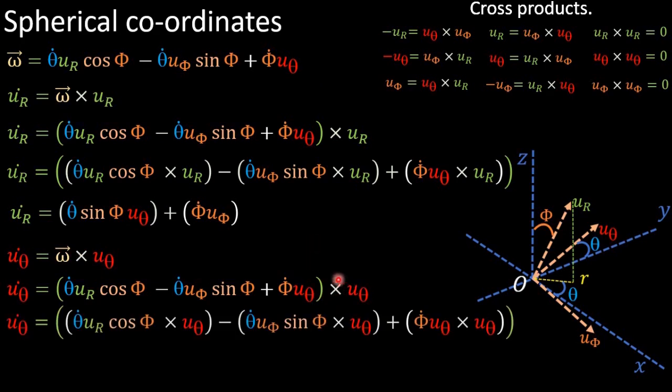Again, expand it out. The cross product between u sub r and u sub theta is going to give me negative u sub phi, so that's what I get here. And the cross product between u sub phi and u sub theta is going to give me positive u sub r, but because I've got a negative there, that stays. And the cross product between u sub theta and u sub theta will give me 0, so this term is going to go.